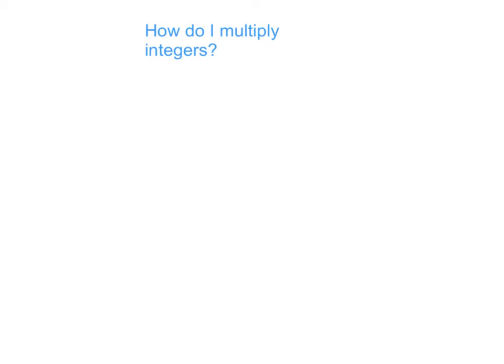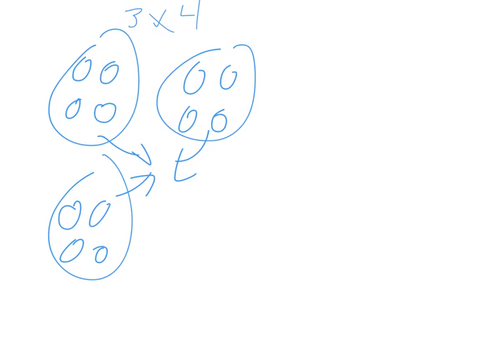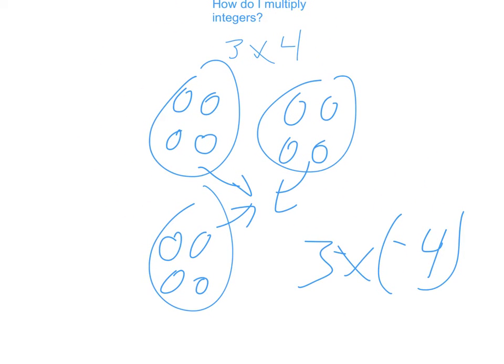In this lesson, we're going to look at the question, how do I multiply integers? A great way to think about this is to start with, what is 3 times 4? When we think of 3 times 4, we might think of 3 groups with 4 in them. Now say that instead of 3 times 4, we did 3 times -4. In this case, we're looking at 3 groups, each group with -4 in them.